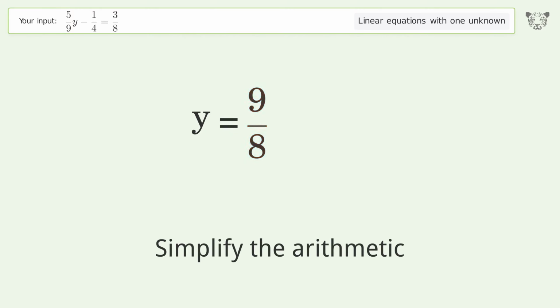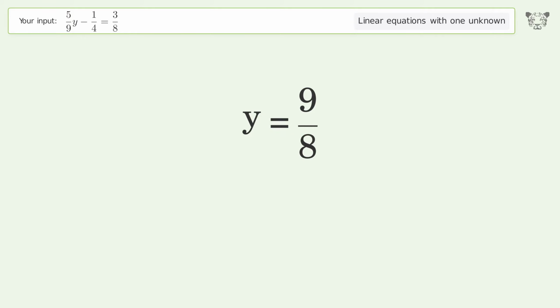And so the final result is y equals 9/8.